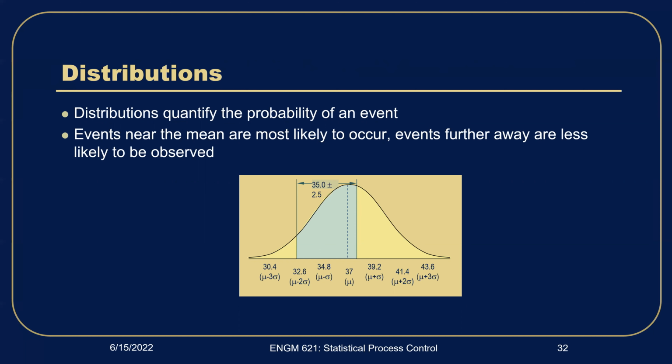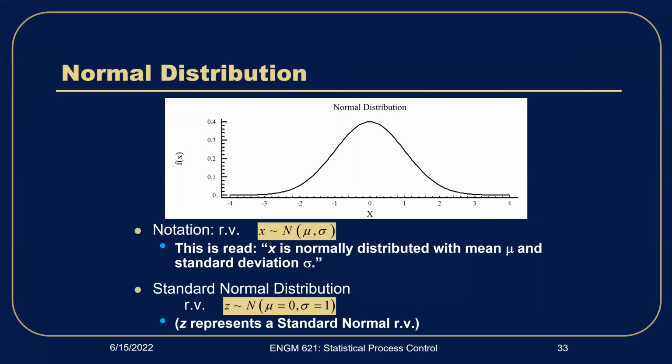For example, in a normal distribution, events near the mean are most likely to occur, whereas events far away from the mean are less likely to occur. Any normal distribution with a mean of mu and standard deviation of sigma can be converted into a standard normal distribution, which has 0 as its mean and 1 as its standard deviation. When we convert it to a standard normal distribution, we can use the z-table to easily look up the probability of an event.